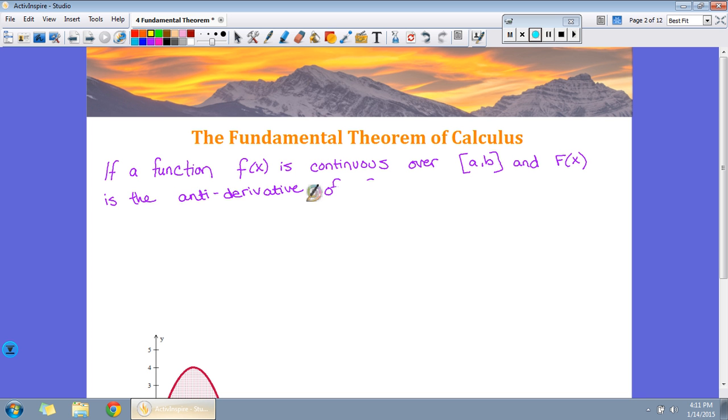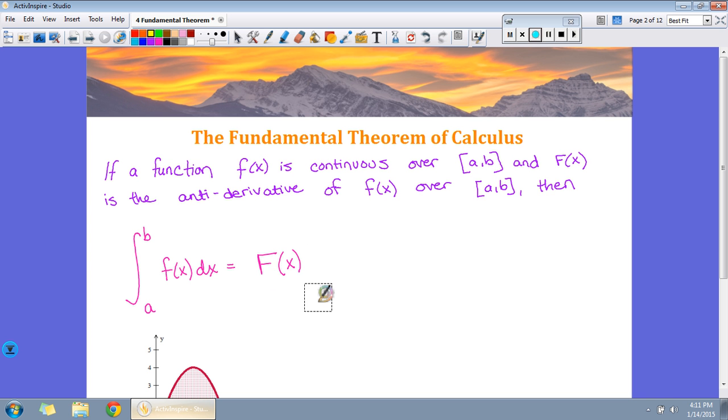is the antiderivative of f of x on that same interval, then we can say that the integral from a to b on that interval of f of x dx is the antiderivative, capital F of x, evaluated at x equals b and x equals a. That line with these x values means evaluate your antiderivative at x equals b and x equals a.